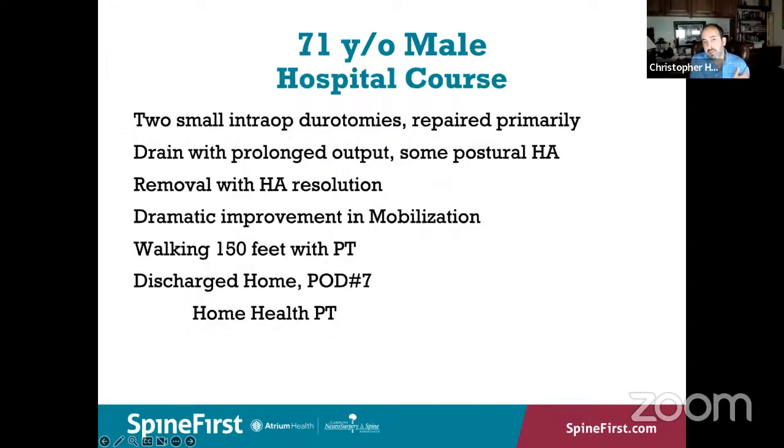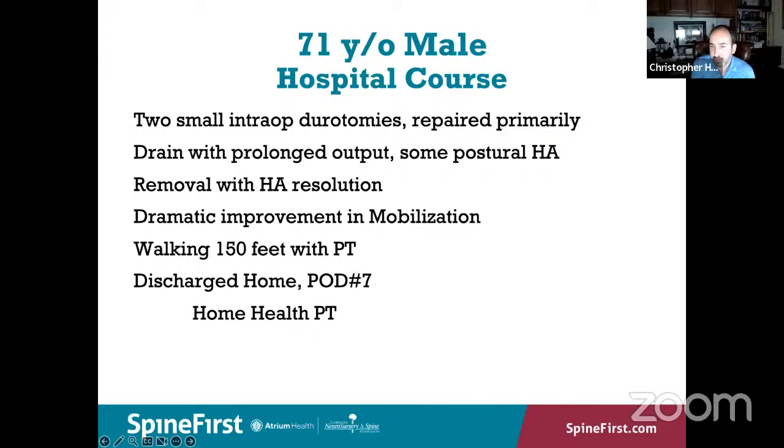And so intraoperatively, this patient did have a history of prior CSF leak. There were 2 small intraop durotomies that were repaired primarily with 6-0 Prolene. We had a Hemovac drain postoperatively. We felt we had a good closure with no CSF egress, but he did develop some postural headache post-op and had some higher drain output. So that was ultimately removed, and his headaches resolved with no issue with wound drainage or persistence.